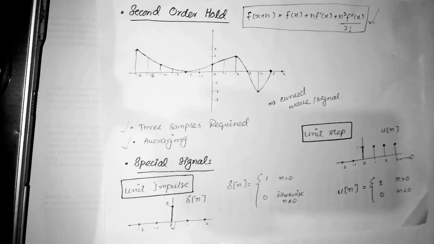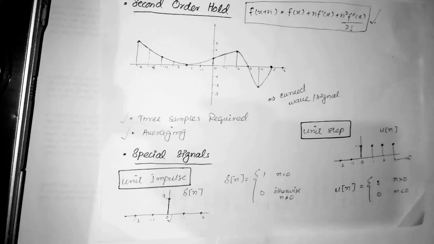The next method is second order hold. In this method we use 3 points and 3 samples. Averaging the 3 samples, we will get the required values, or you can say the assumed value at the missing sample.